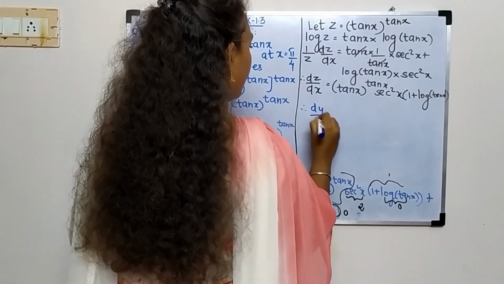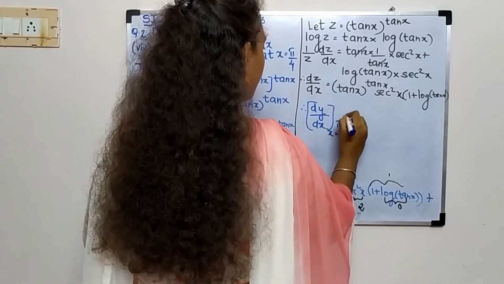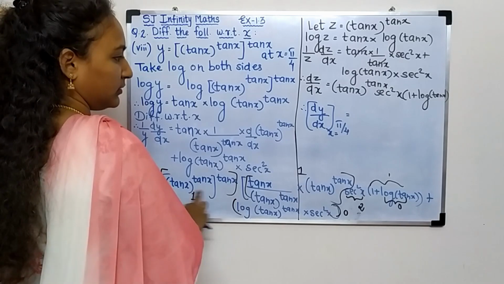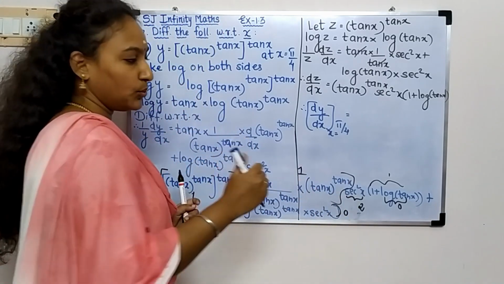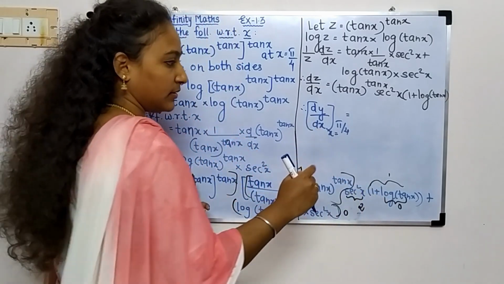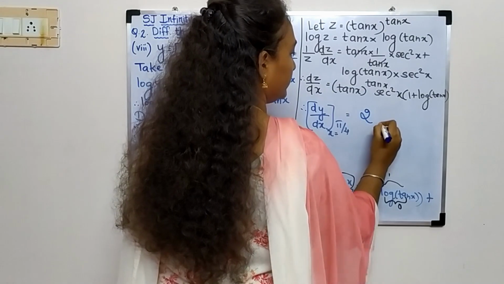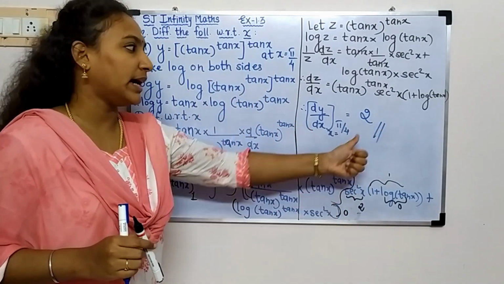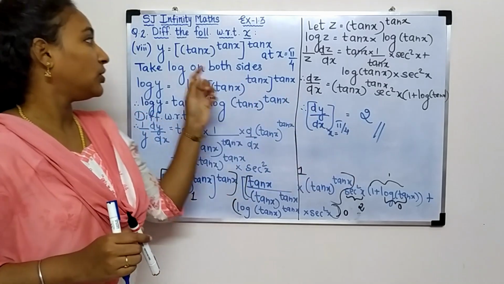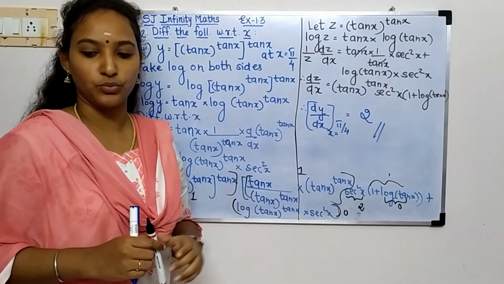So we get dy by dx at pi by 4 is equal to 1 multiplied by 1 is 1, into 2 is 2, 2 into 1 is 2, 2 plus 0 is 2. Once you calculate this, you will arrive at the answer as 2. So the derivative of this function at x equal to pi by 4 is 2.